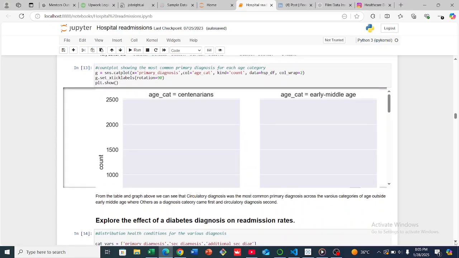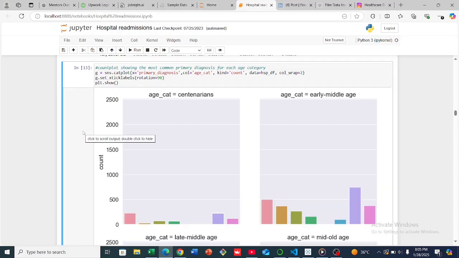The next thing I did was to use a graph to show this, so that instead of going through a table and trying to figure it out, you can just look at your visualization, and it will be easy for you to see.